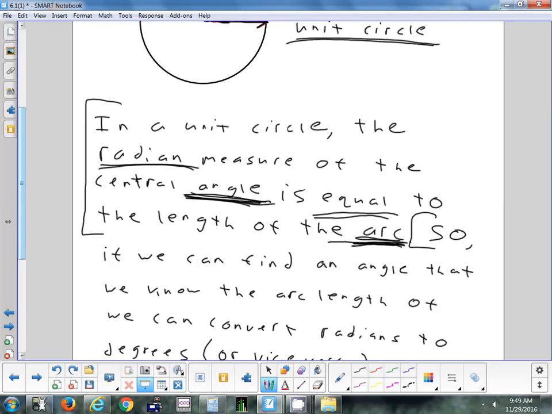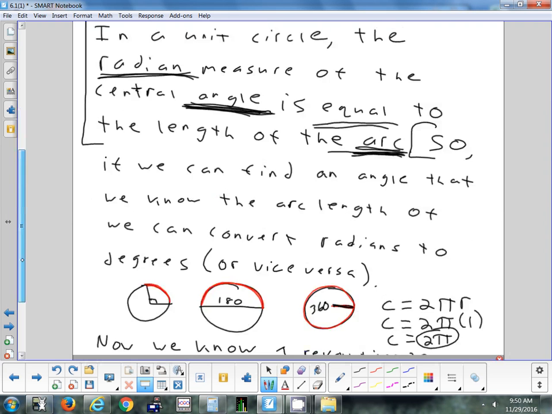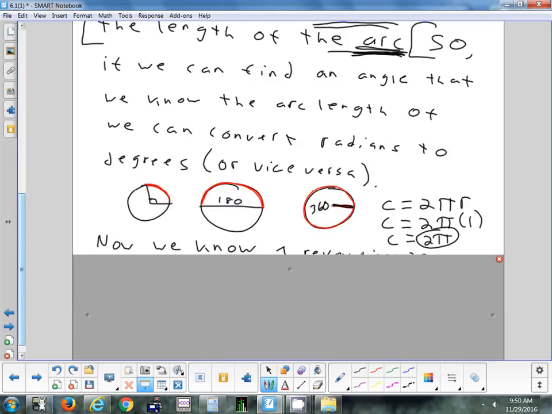The length of the arc, which is the circumference, at 360 degrees. What does that say the length of the arc is equal to? The measurement of the angle in radians. So now we know if 360 degrees goes all the way around the circle, how much would that be in radians? 1. Wait, 2 pi. I'm getting confused.